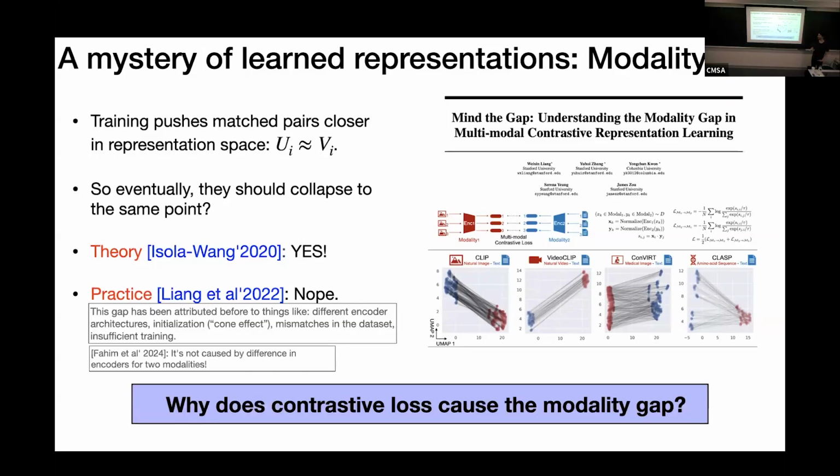Okay, so what in the world is causing the modality gap? Is it something inherent in the contrastive loss? And if so, what is going on?